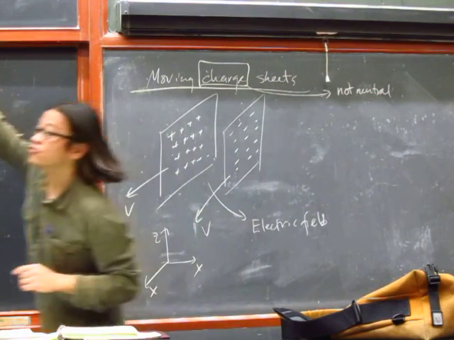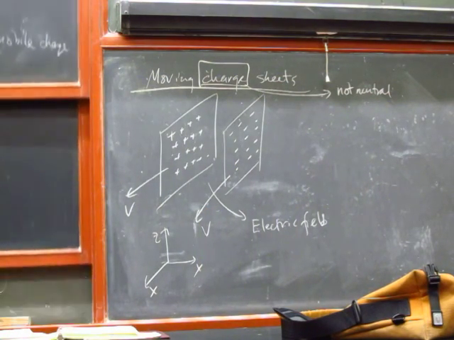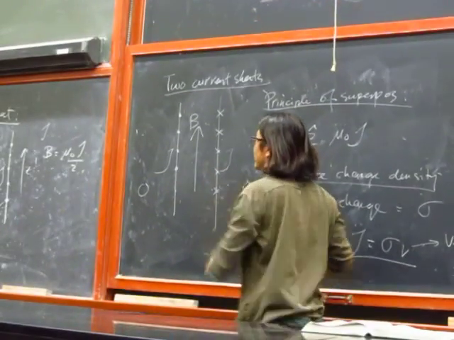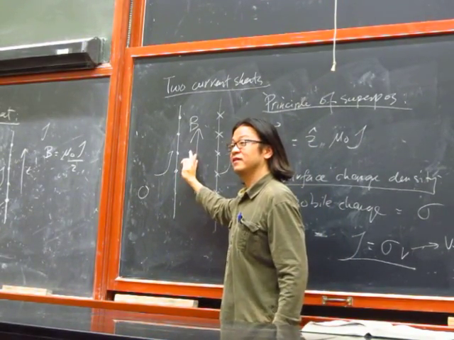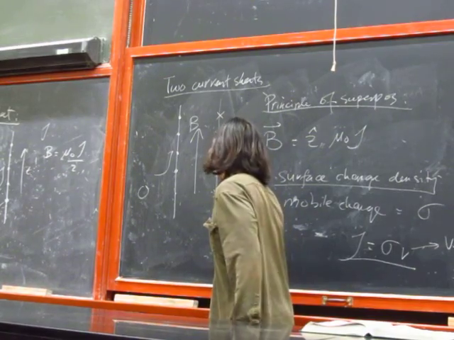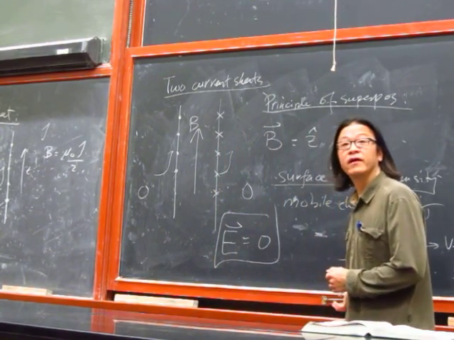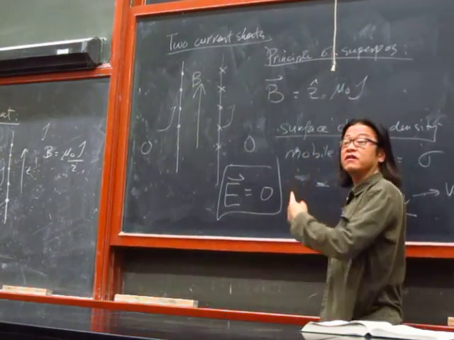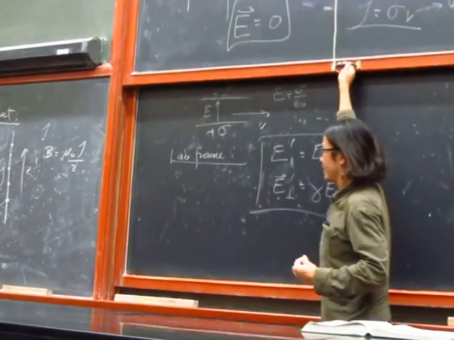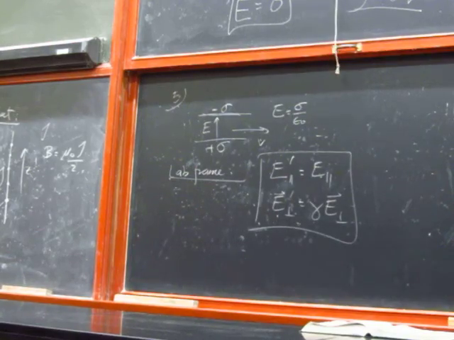And over there is no electric field, right? Here, there's two current sheets, there's only a B field. No E field, right? Because it's just current. And here is actually charge, right?